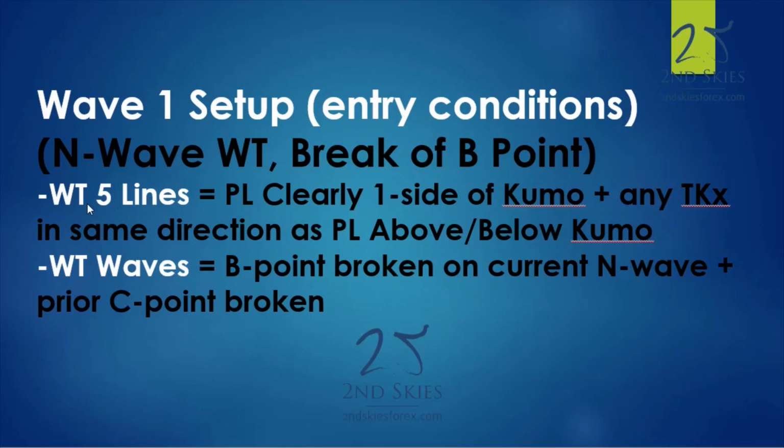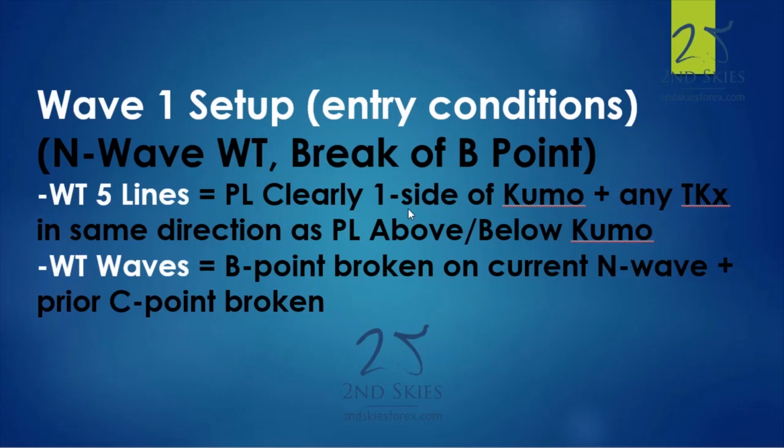From a 5-line context, with trend means that the price line is clearly on one side of the Kumo. That means it's not inside the Kumo, but above or below the Kumo. And on top of that, we have to add the condition that there has been a TKX in the same direction as the price line above or below the Kumo.